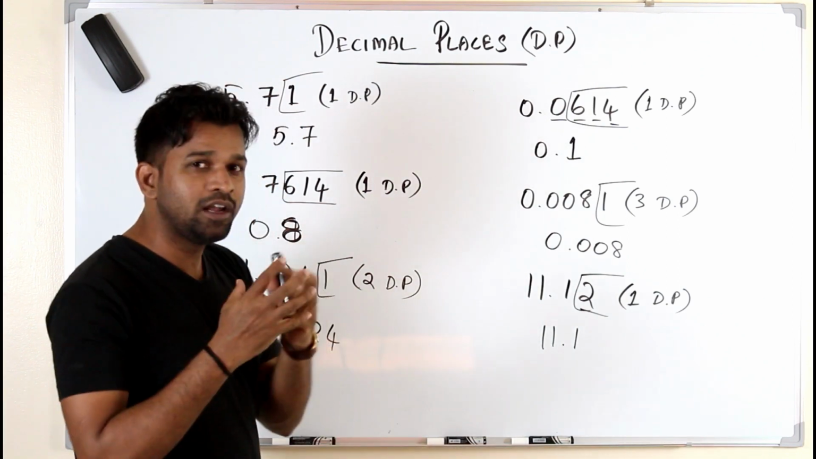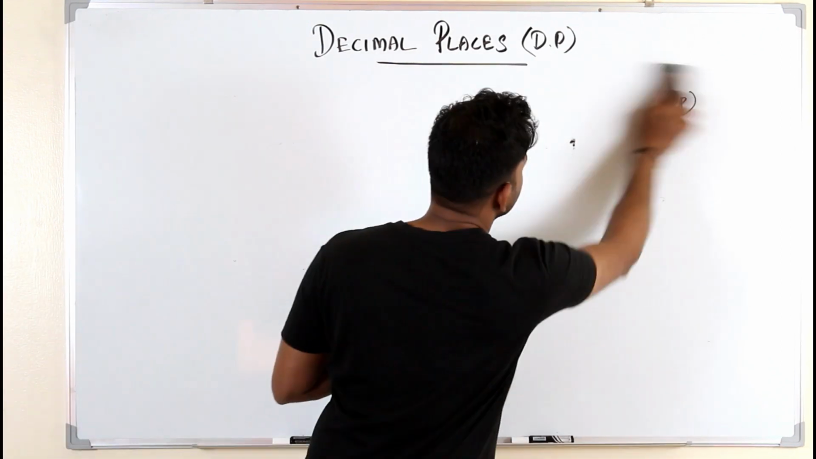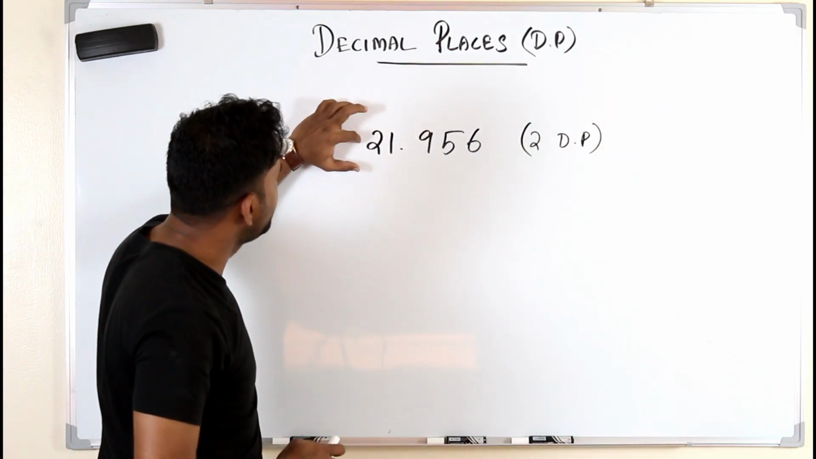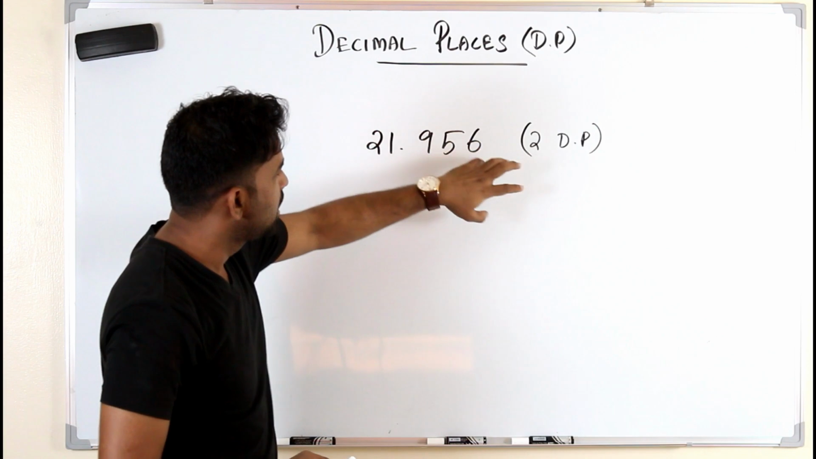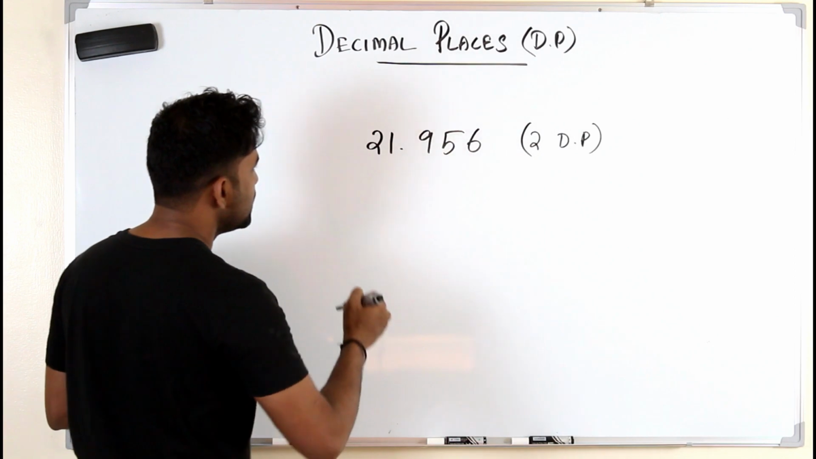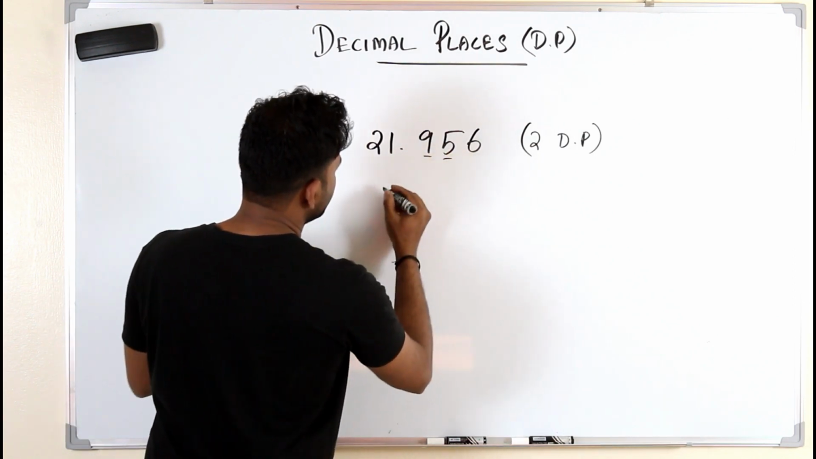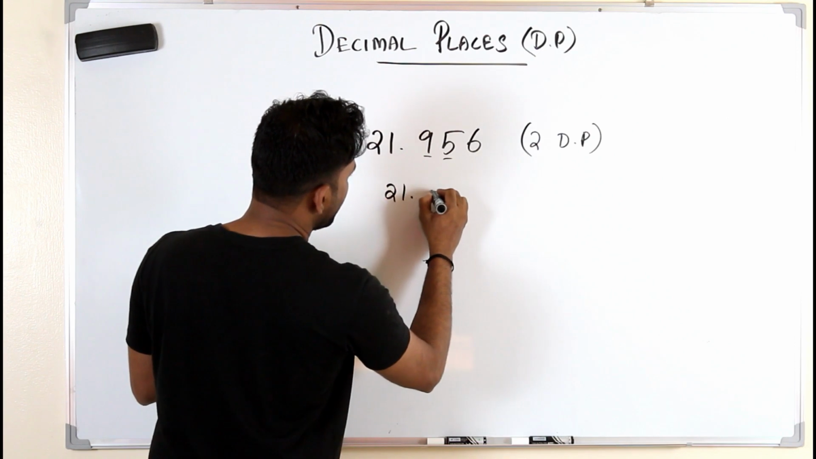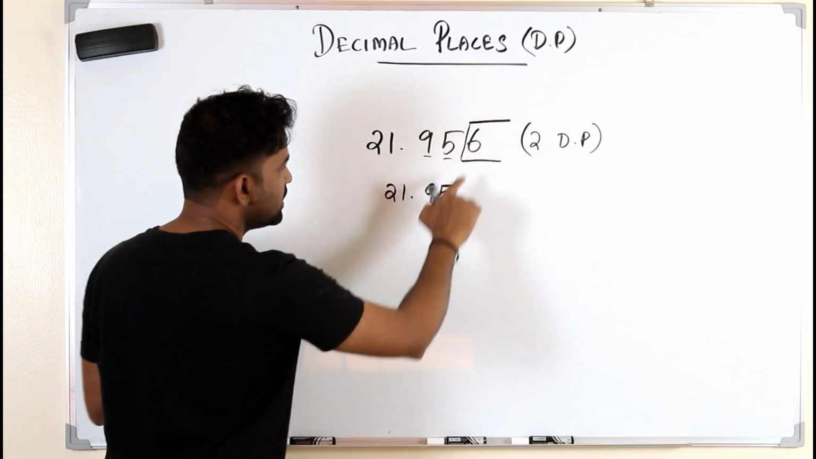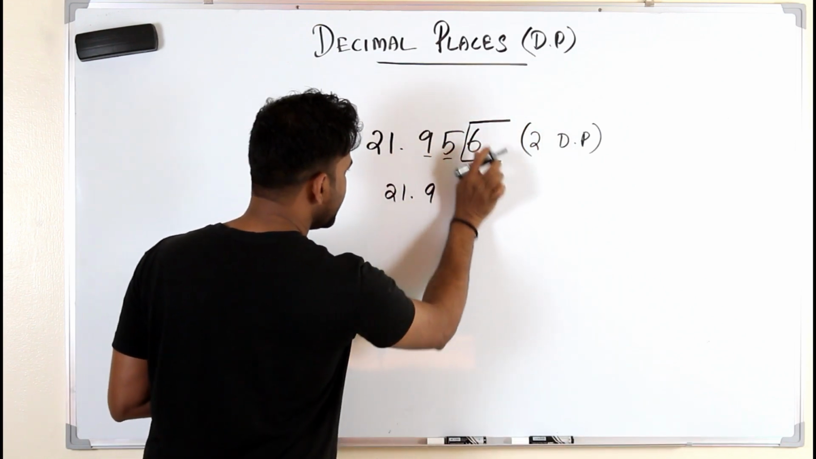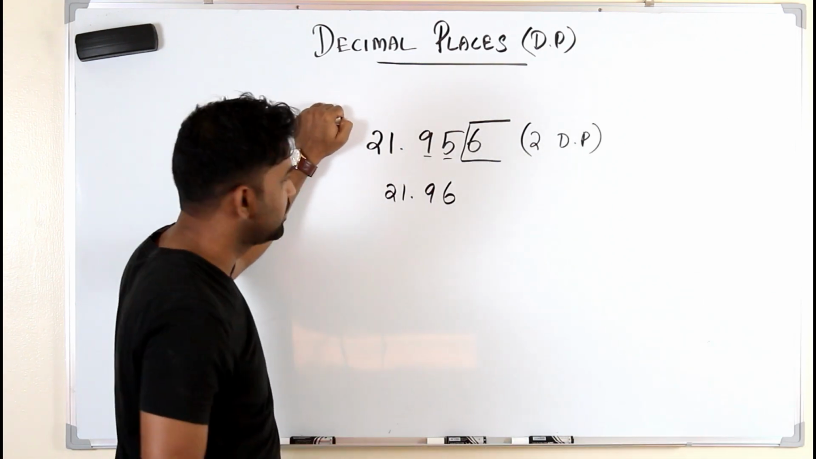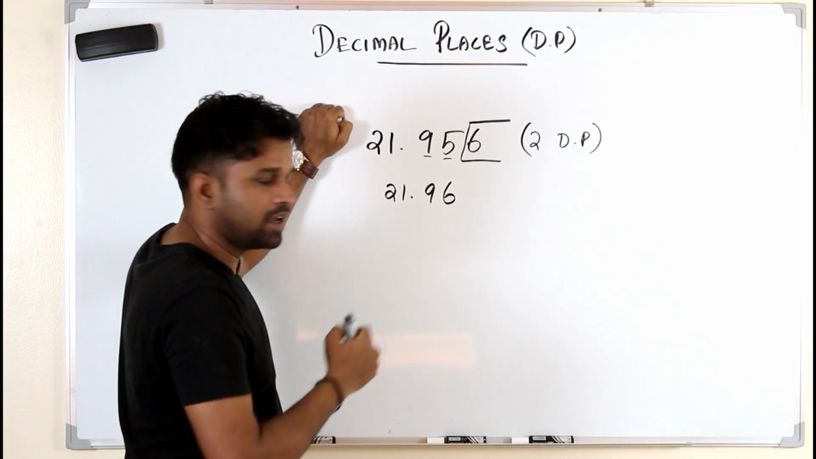So this is how we write the given numbers in certain decimal places. Again, let me give you a little bit of a tricky question. Here I have 21.956 and I must write the number in 2 decimal places. It has 3 decimal places, so I take only 2, so it becomes 21.95, and I omit the rest of the digits. Since it is 5 or more, I add 1 here, so it is 21.96. Simple as that.